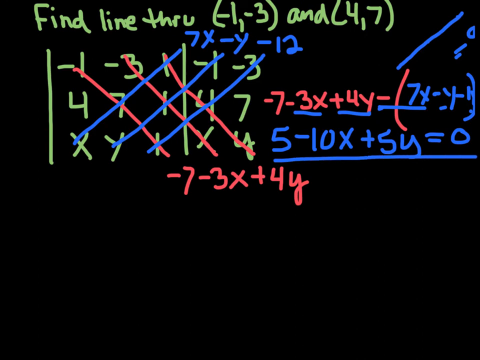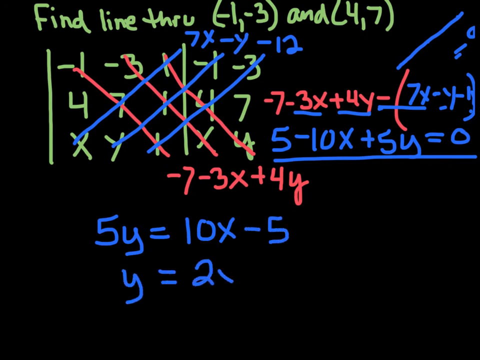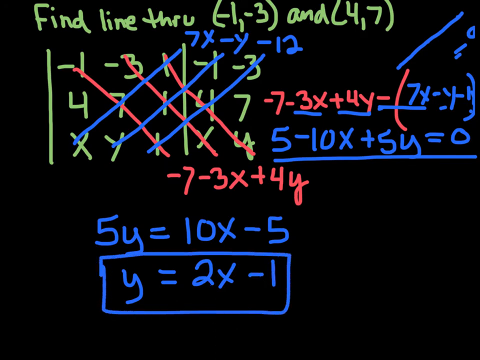It just says find the equation of the line. Let's go ahead and put it in y equals mx plus b, so I'm going to move 10x to the other side and subtract 5 to the other side and divide everything by 5. Y equals 2x minus 1. That is the equation of the line through those 2 points.